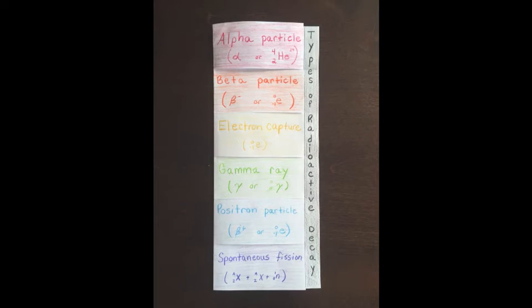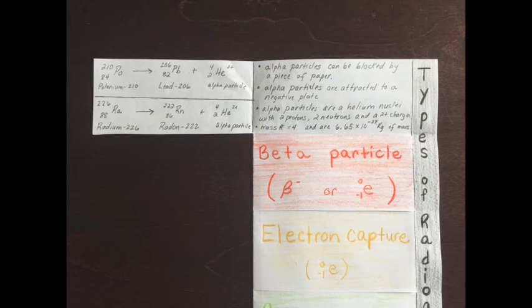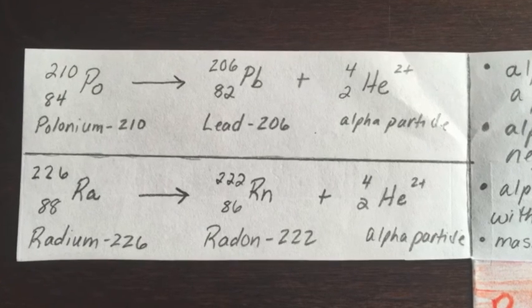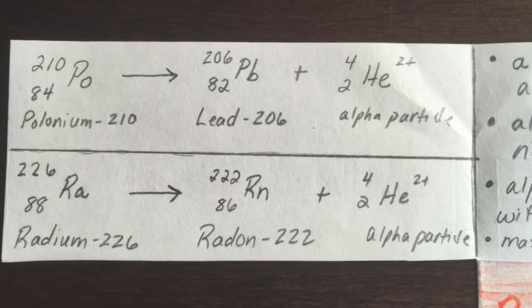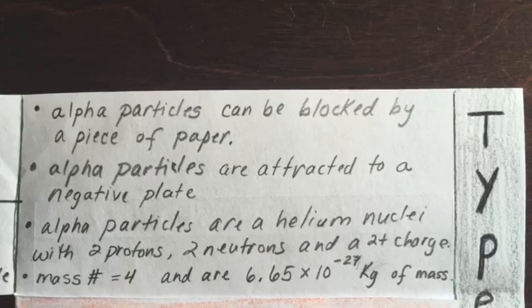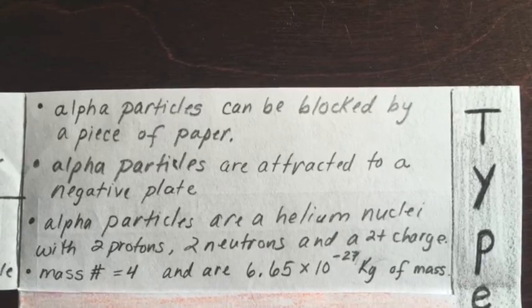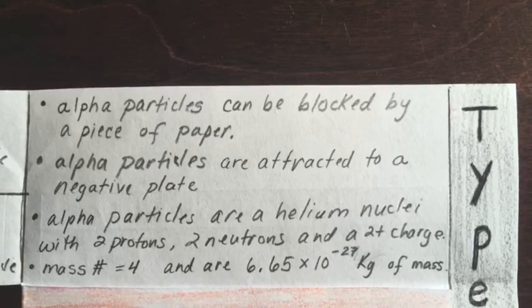On the front side of that foldable, you'll label the 6 types of radioactive decay, and then on the inside, you'll describe each type of decay and what occurs. On the left flap, you'll put the nuclear equations, and then on the right flap, you'll describe each type of radioactive decay and what happens to those atoms.